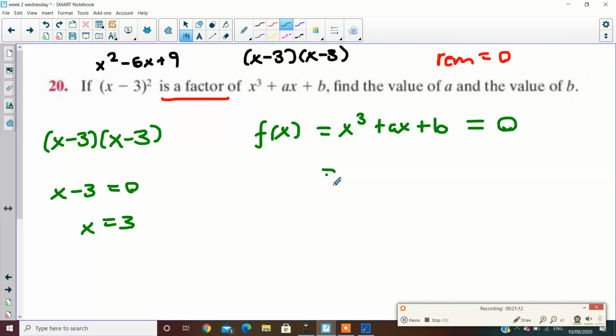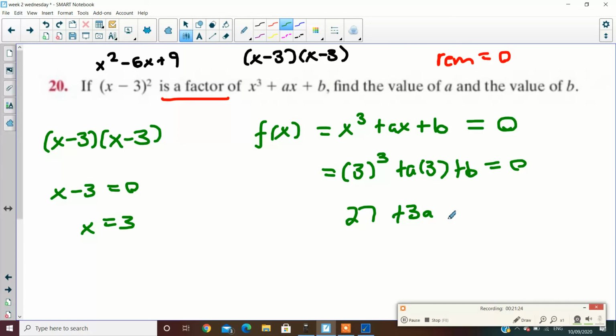So what would have happened was I would have got 3 cubed plus a times 3 plus b equals 0. I'd stick with long division, if I'm being honest. And all I get is 3a plus b equals minus 27. And look, there's no other equation I can get. Yes? It's 3 again, so there's nothing I can do there, okay? All right, guys.